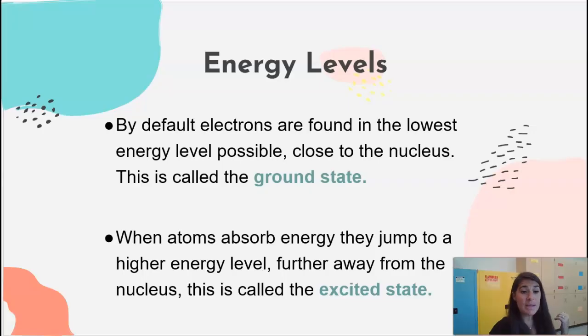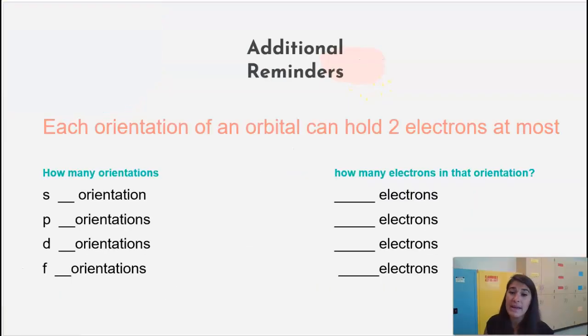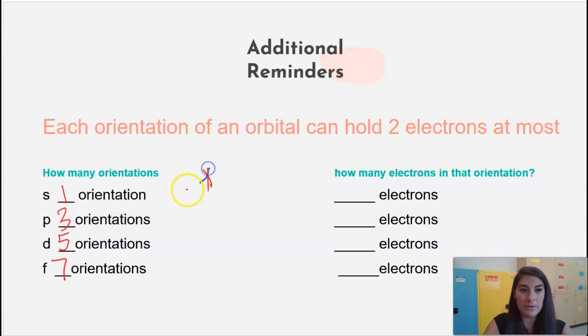Some other things to keep in mind: one of the most important statements we said last time was that each orientation of an orbital holds a maximum of 2 electrons, and that is going to be true. An orientation can only hold 2. And for each of our sublevels, there was a specific number of orientations, so go ahead and fill this in. For S, there was 1 orientation, P, there was 3, D, there was 5, F, there was 7. Hopefully you filled that in as well.